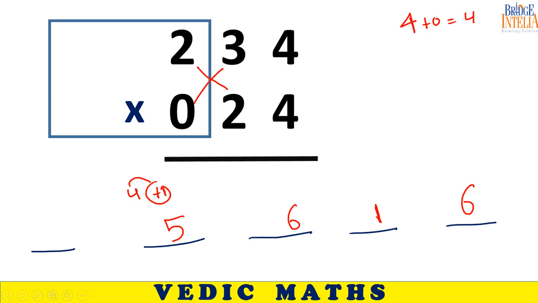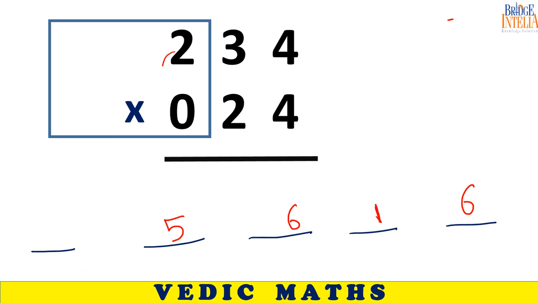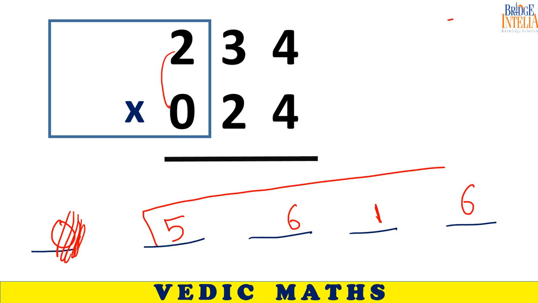Now let's move the box in the final position. So we have moved the box forward. Now only these two numbers can be seen inside the box. So what is the cross connection product of 2 and 0? So 2 multiplied with 0, cross connection product is 0. So you don't have to write 0. So this is the answer 5616.